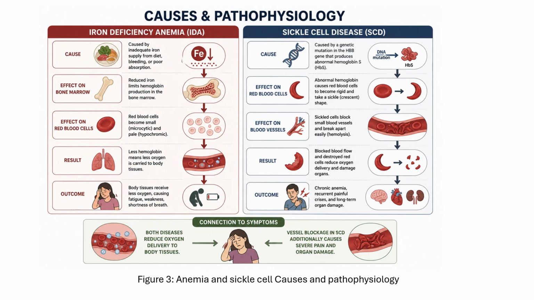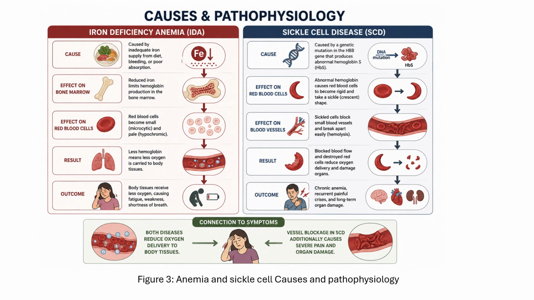Iron deficiency anemia. On the right side, you have sickle cell disease, SCD. And you can see the causes, effects on bone marrow, effect on red blood cells, results. Less hemoglobin means no or little oxygen carried to the body tissues. Outcome, somebody feels fatigue, weakness, and shortness of breath.